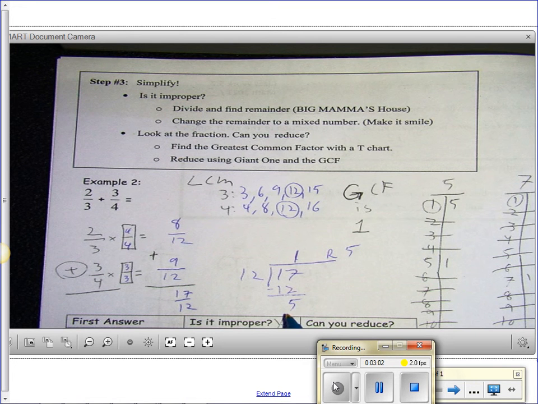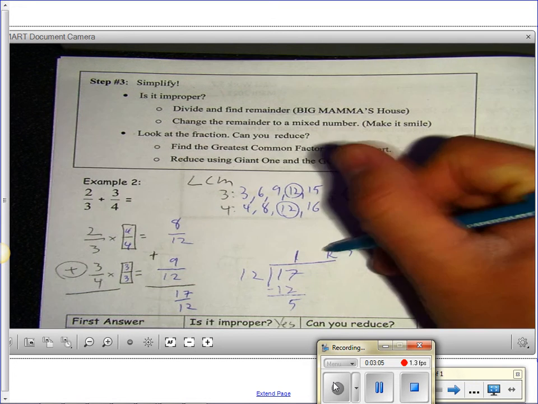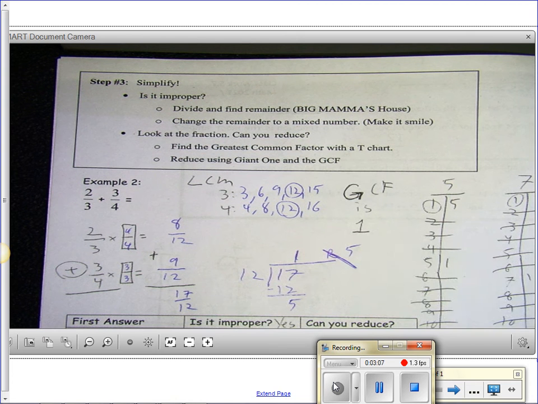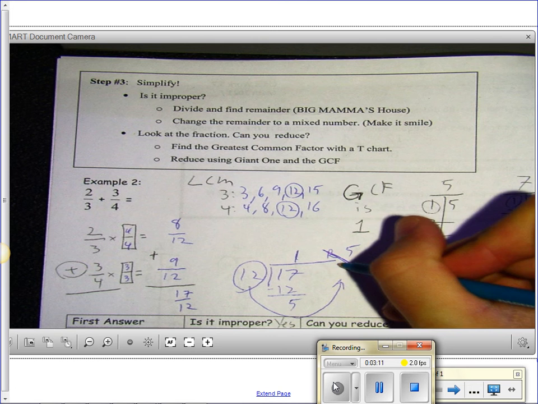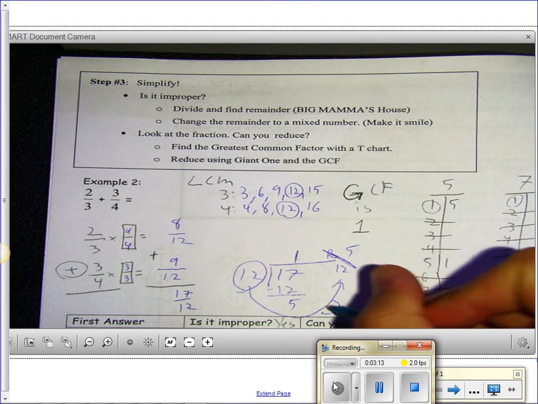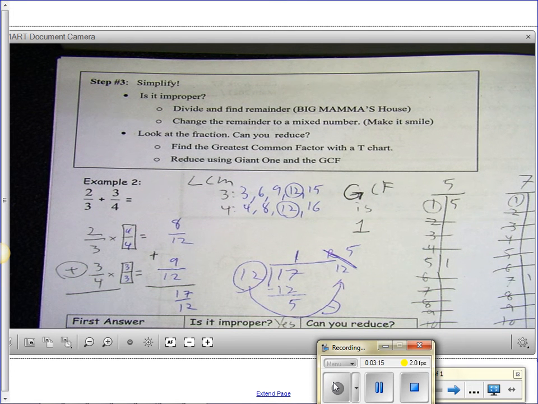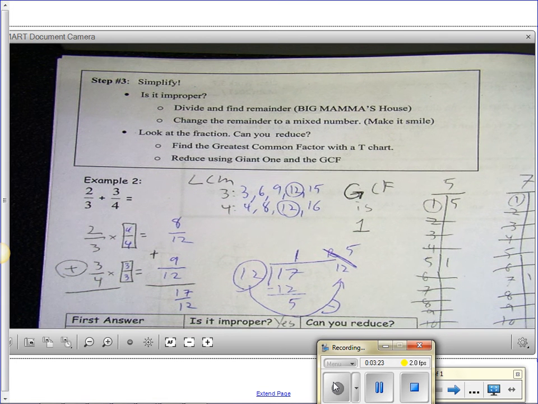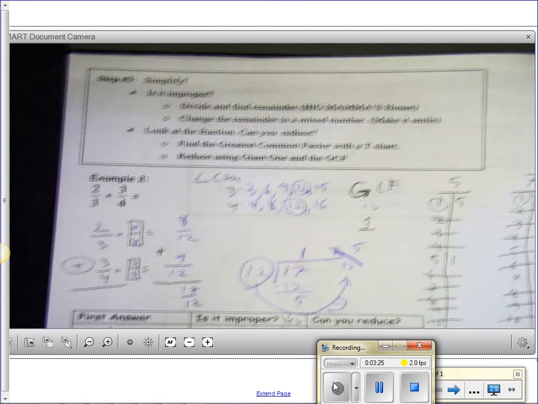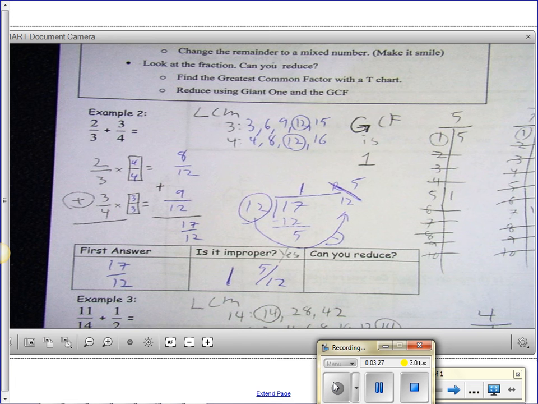Now I'm going to make this smile. First, I cross out the remainder and create a fraction bar. I grab the 12 from this side and move it to the other side, creating a smile. Draw a tongue for fun. My mixed answer is 1 and 5/12. Pause the video now to make sure that you have shown your work like I have.